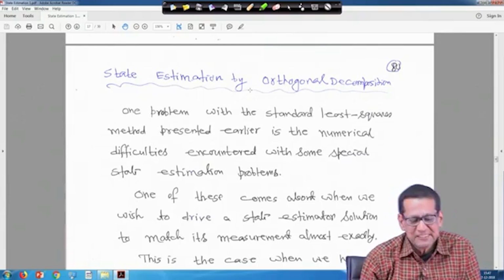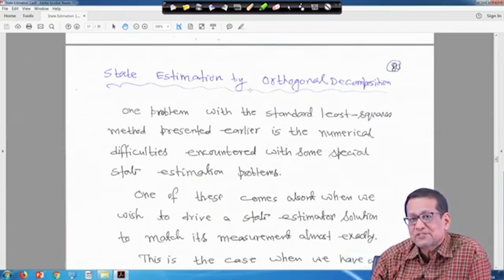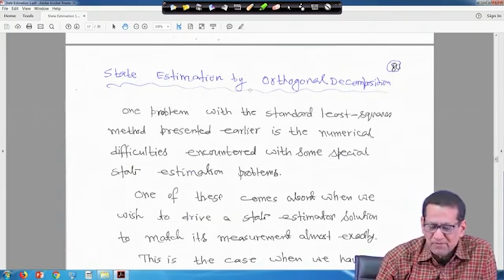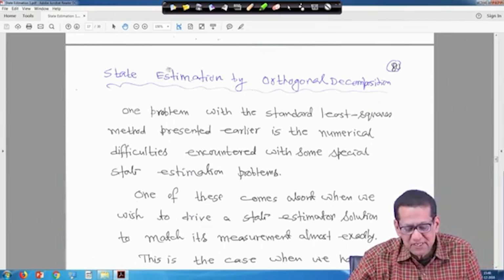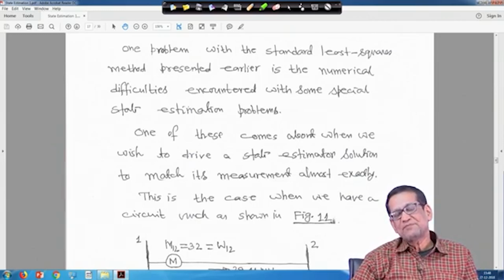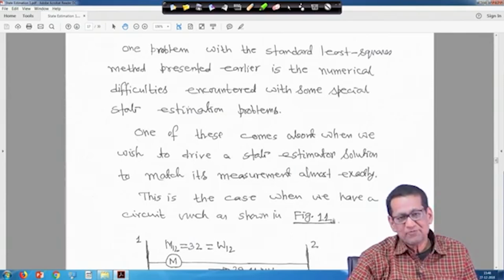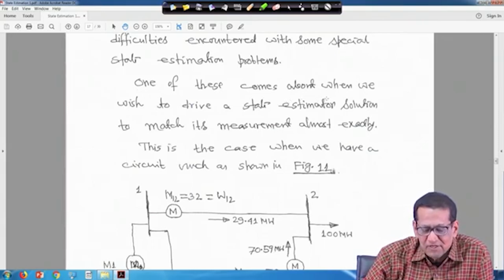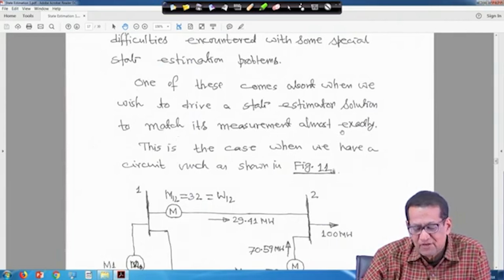Now, why will we go for orthogonal decomposition? Definitely there must be some reason. One problem with the standard least squares method presented earlier is the numerical difficulties encountered with some special state estimation problems. Sometimes that matrix may become singular, so you may not get any result. You have to overcome that. One of these comes about when you wish to give a state estimation solution that matches its measurement almost exactly.